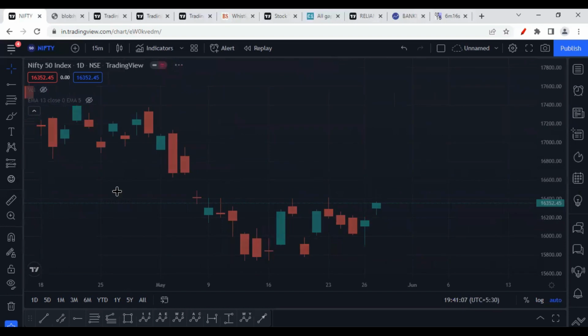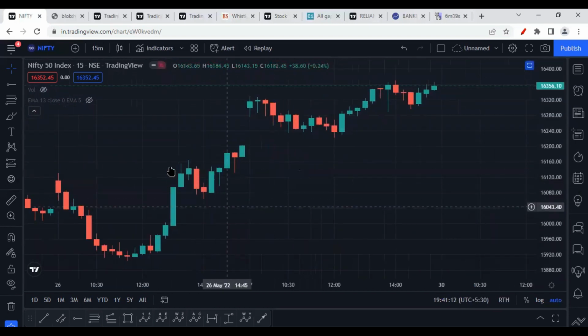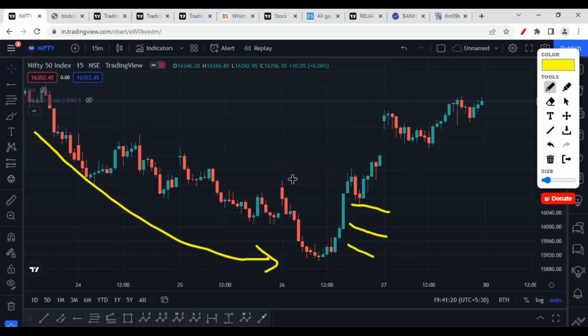For that, I mostly follow the 15-minute chart. For example, in this recent example, you can see there was a downtrend, and then sharp, big candles formed that reversed the trend, breaking this particular swing. This swing was broken with this huge candle, which indicated a potential trend change. Next day it opened gap up. So how can you trade this?